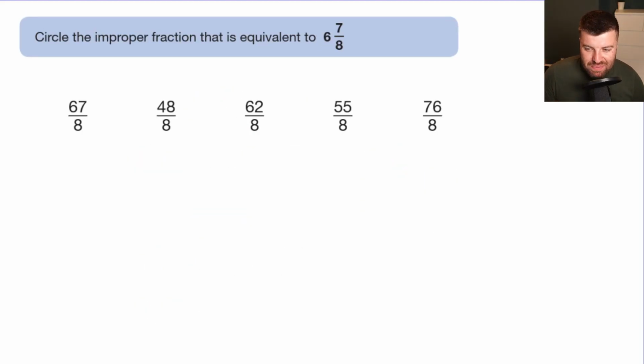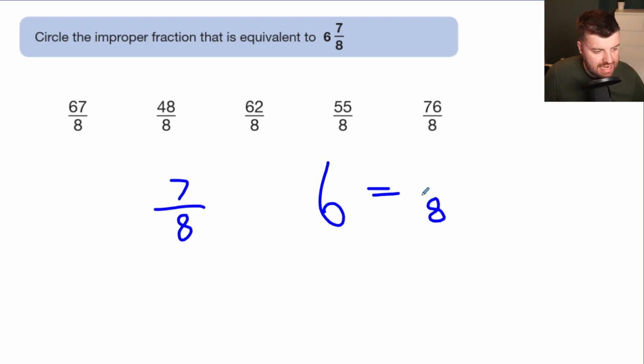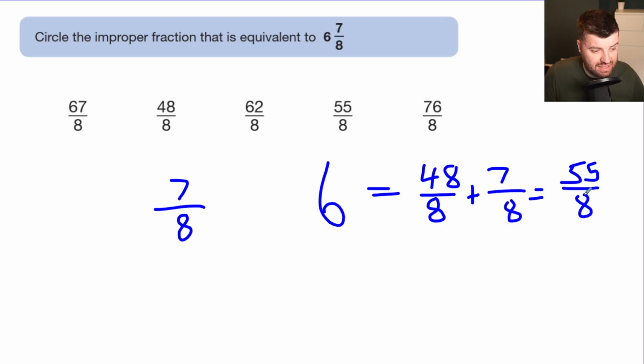Next one, circle the improper fraction that is equivalent to 6 and 7/8. So keep the 7/8. We're going to need that later. Let's convert 6 wholes into 8ths. Now there are 8/8ths in 1 whole. So 6 times 8 gets us 48/8ths in 6 wholes. Now we're going to add on that 7/8 we had left over. 48 plus 7 is 55. We have 55/8ths as the answer, which is right here.